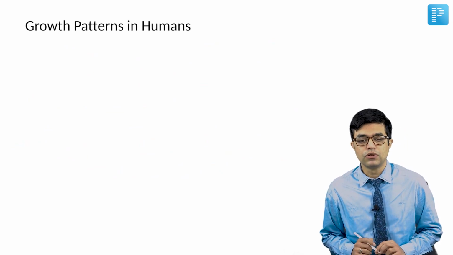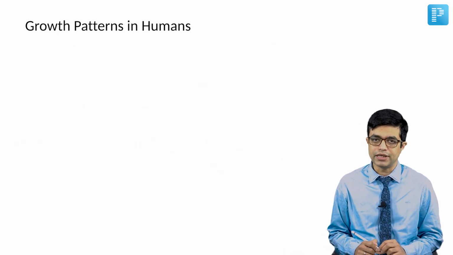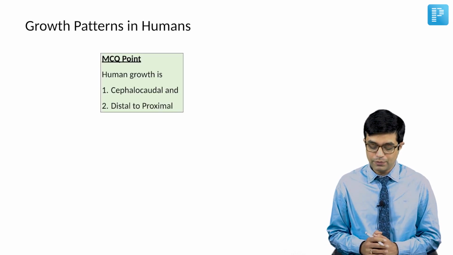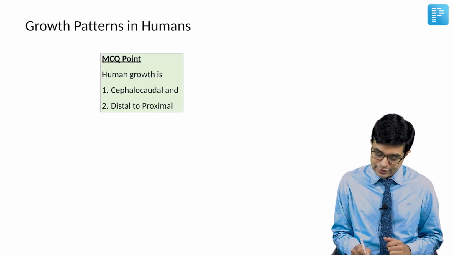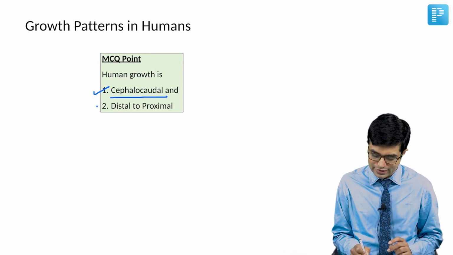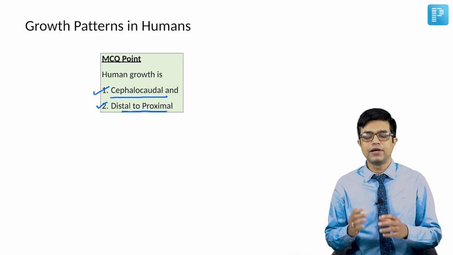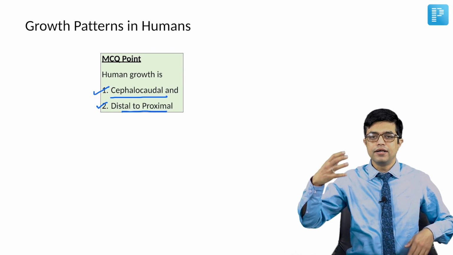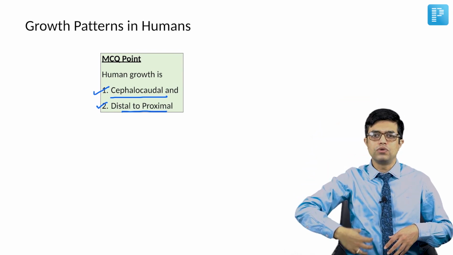Next, we come to the growth patterns in case of human beings. Now, it is a potential MCQ. Remember that growth pattern in human beings has two characteristics: number one, cephalocaudal, and second, distal to proximal. What is cephalocaudal? Cephalo means head, caudal means the tail end. It proceeds from up to down.